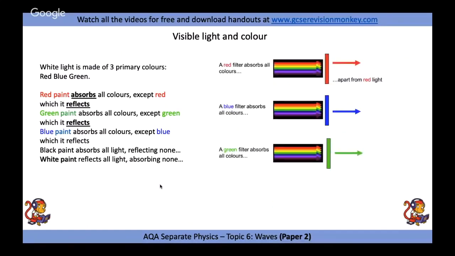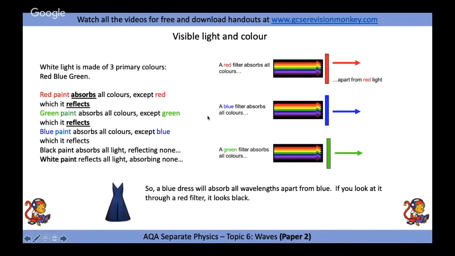Now, filters work by only letting through the colour that is the colour of the filter. So all of the other colours are absorbed apart from red light. Now, if we have a look at a blue dress, it is absorbing all of the wavelengths apart from blue. So green light and red light are being absorbed by the dress. It's only reflecting blue light. But if I was to put a red filter over this, because a red filter only lets red light through, and there is no red light coming off of the dress, it would look black.